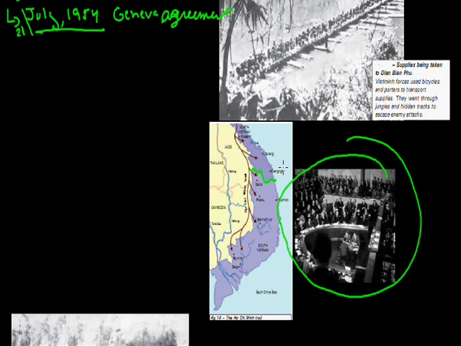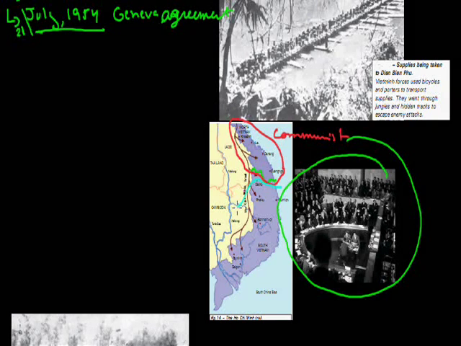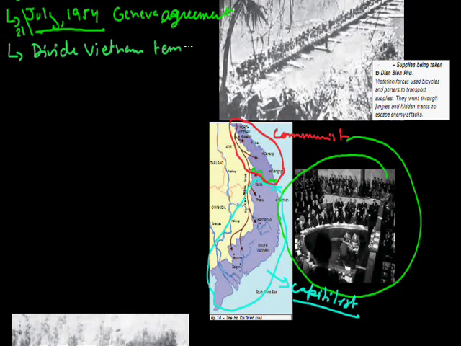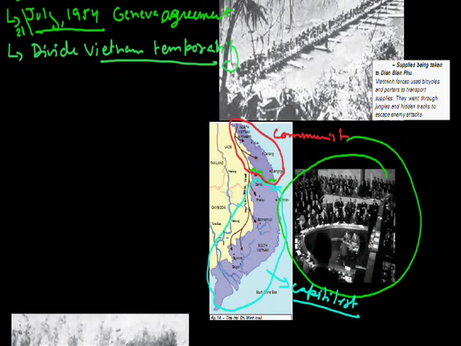The upper part, this part, became the communist part. On the other hand, this southern part became the capitalist or democratic Vietnam. But this was done temporarily by the Geneva Agreement on 21st July 1954. They divided Vietnam temporarily, as I said, into two parts: the north communist and the southern capitalist part.